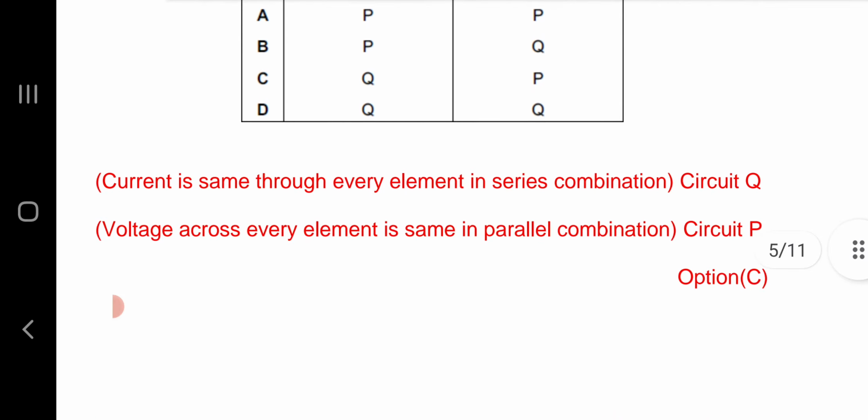So current is the same through every element in a series combination, and voltage across every element is the same in a parallel combination. So it is option C.